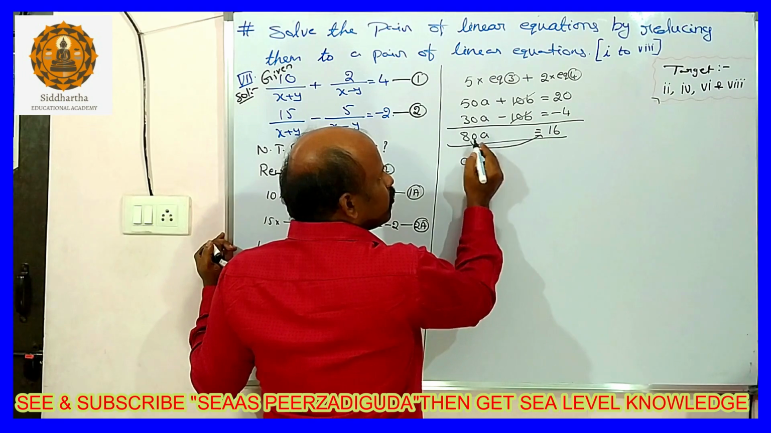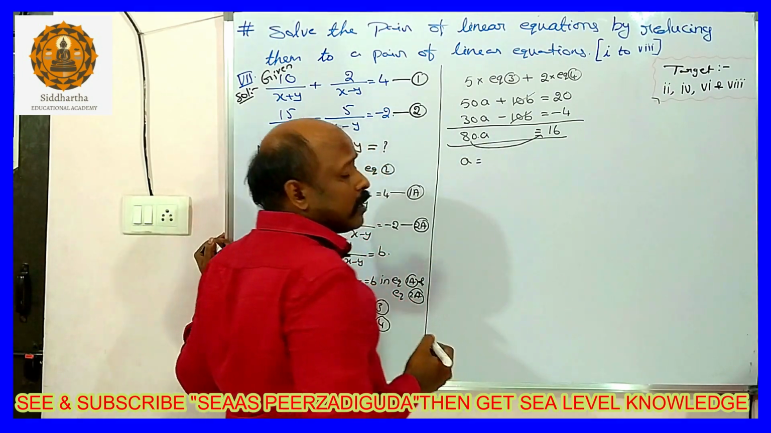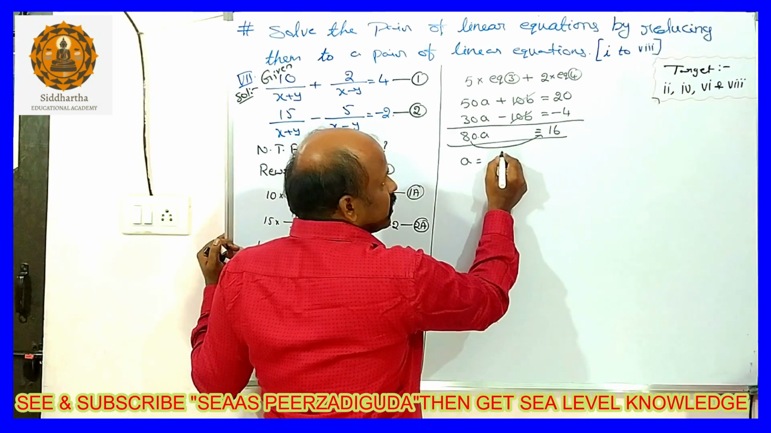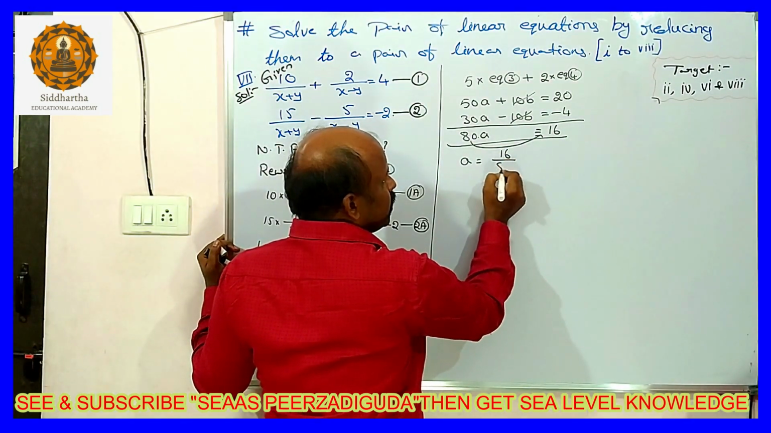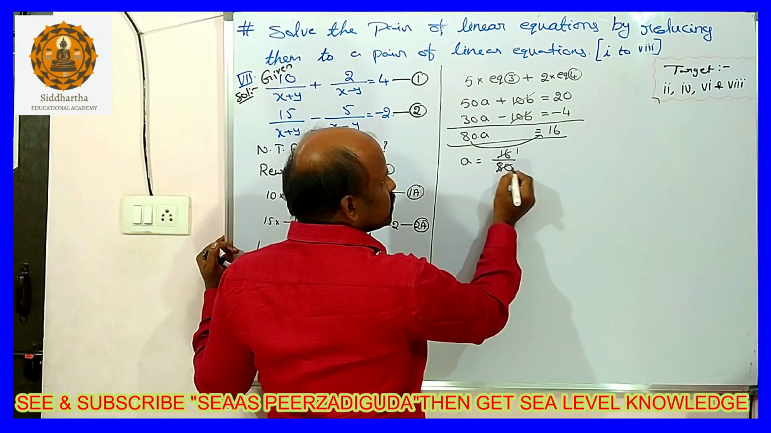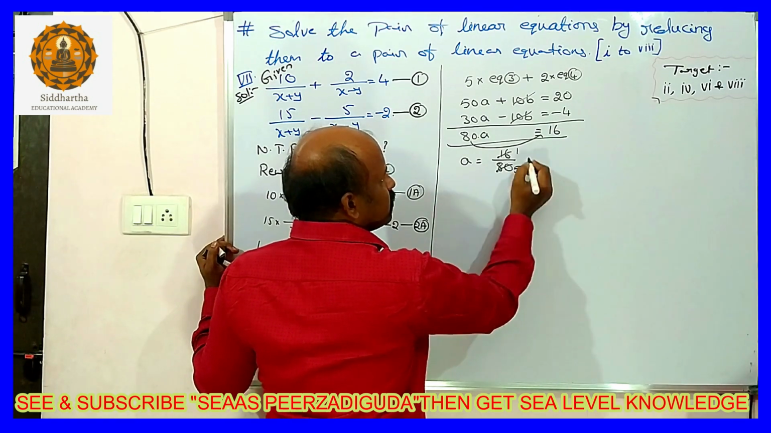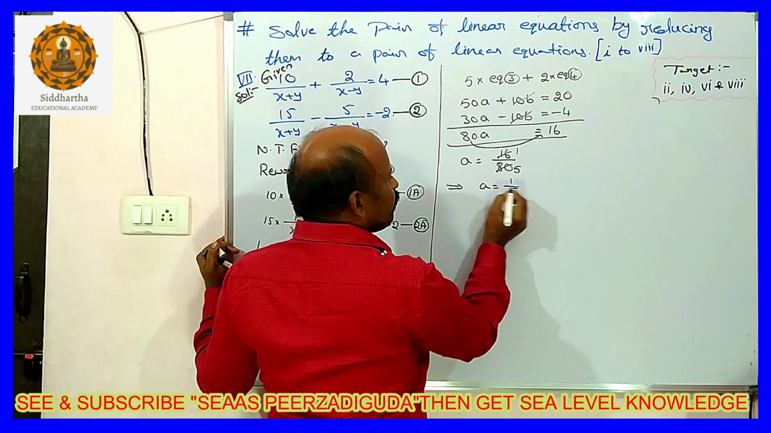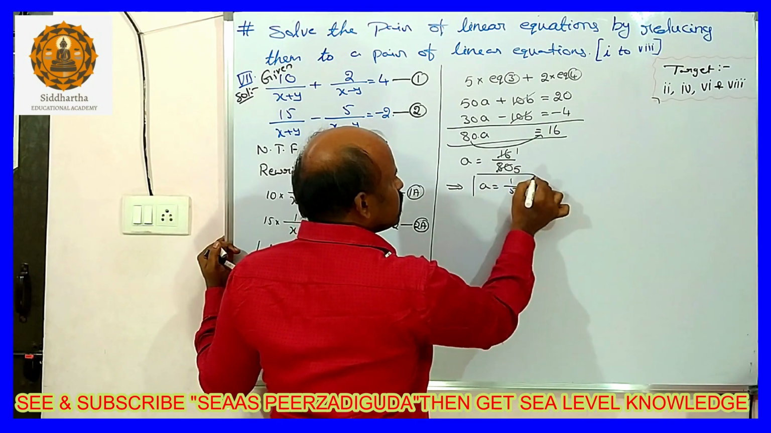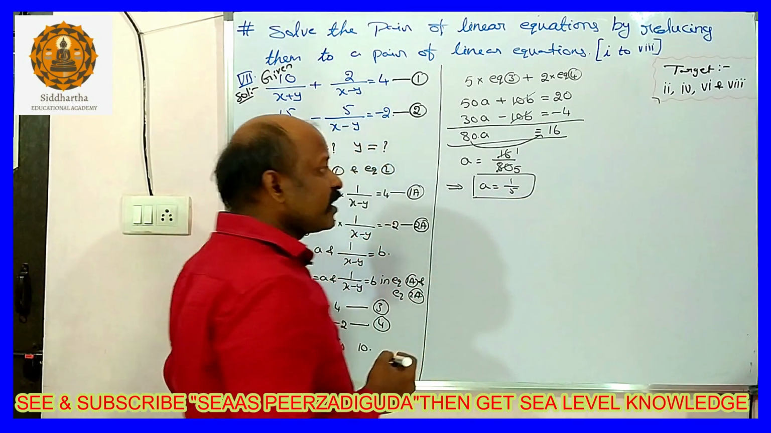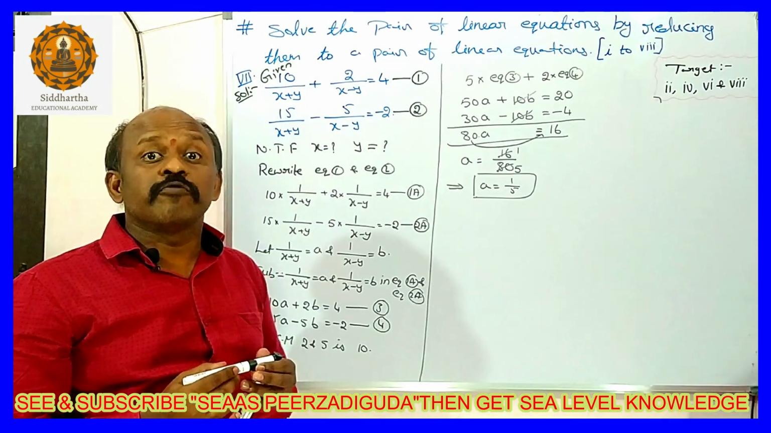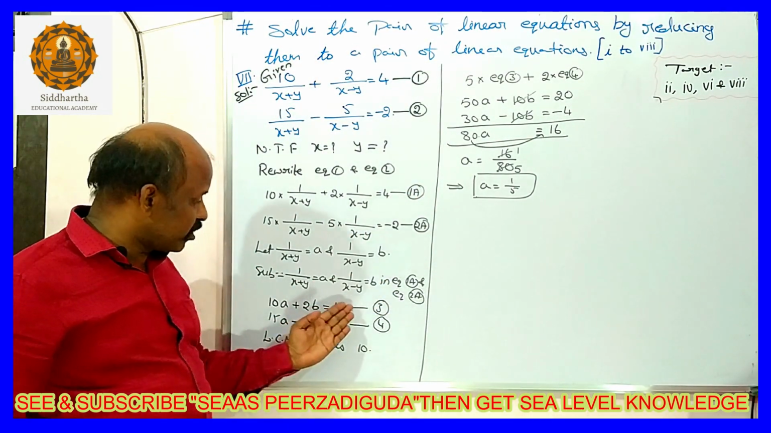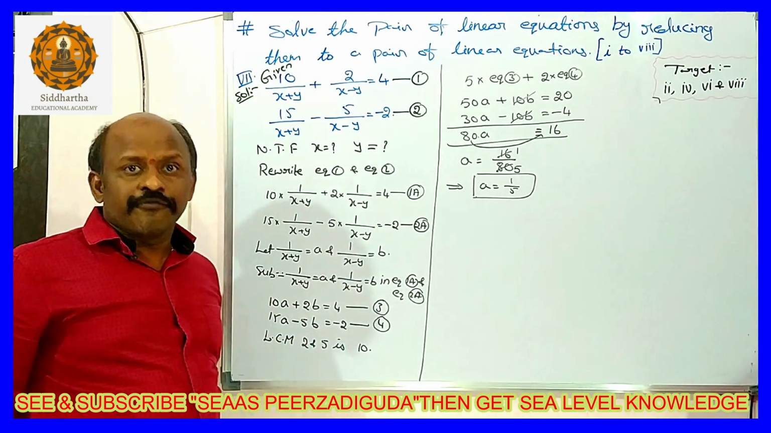A is equal to, between 80 and a symbol, into is there, that will be division. So 16 by 80. 16 ones are 16, 16 fives are 80. This one I am going to write: implies a is equal to 1 by 5 we are getting. What we are getting? A is equal to 1 by 5. After getting a value, what we have to do? Substitute this a value in equation number 3 or equation number 4.